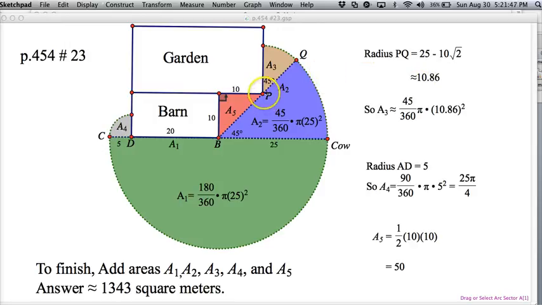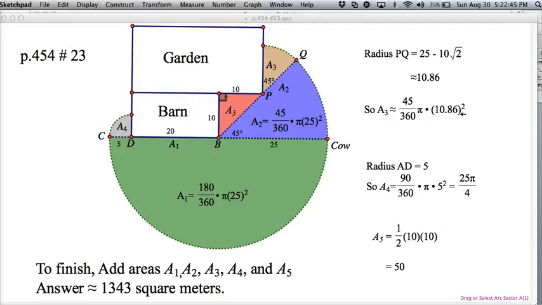Just to recap, we have a circle here with radius 10.86, and it sweeps a certain angle until the cow presumably runs into the garden, or at least the fence that's protecting the garden. To figure out the angle measure that radius sweeps, all we have to do is look at the fact that these sides here of the barn and the garden are parallel to each other, and segment BQ being a transversal, we'd have basically corresponding angles. So this is 45 degrees, this would also be 45 degrees. So we have that 45 degrees, so that gives us A3 is again 45 over 360, but times the area of that circle, which has a different radius. So pi times 10.86 squared.